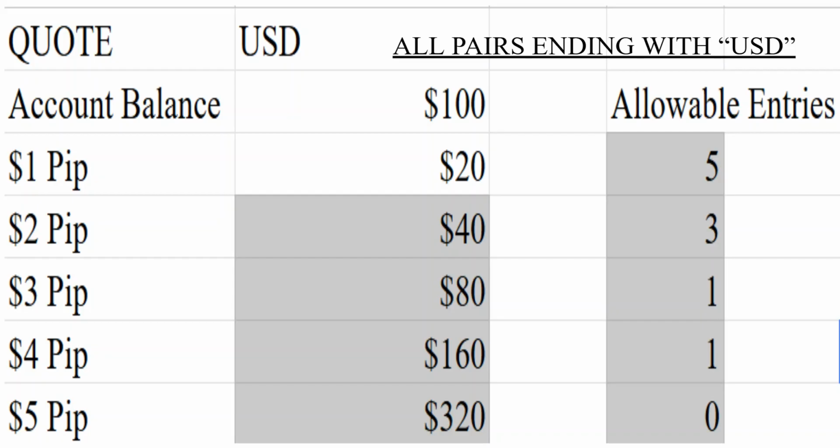I hope that makes sense. But again, I'm just dividing my account balance by how much margin I need to make $1 per pip, $2, $3. That's how I look at it. So these are the number of entries that we take if we want to scale in.